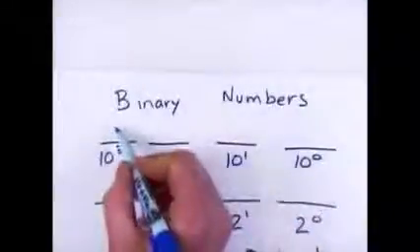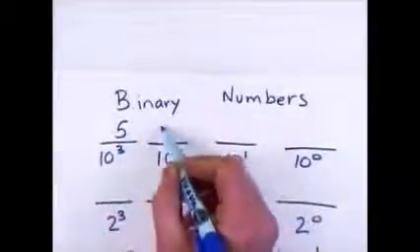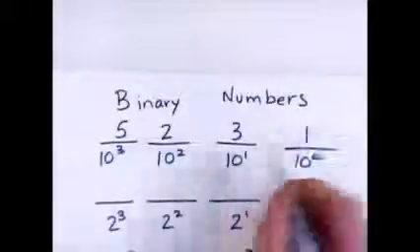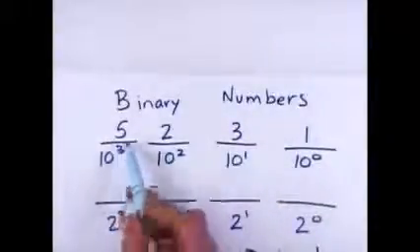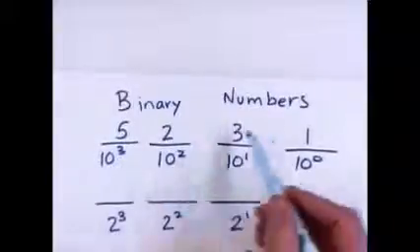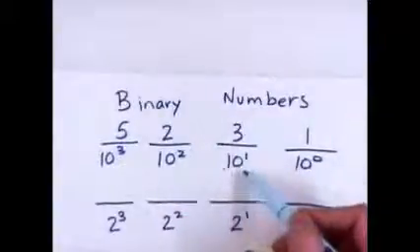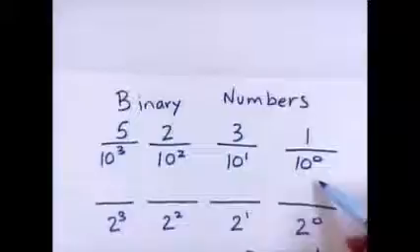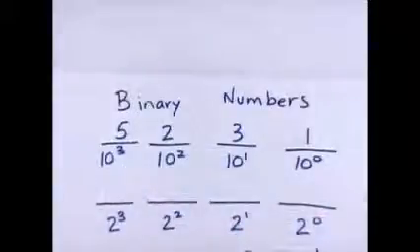And then if you want to figure out what a number is, you would take 5 times 10 cubed, which is 5,000, 2 times 10 squared, which is 200, plus 3 times 10, which is 30, and 1 times 1. So this will be 5,000, 200, 30, and 1, all added together.